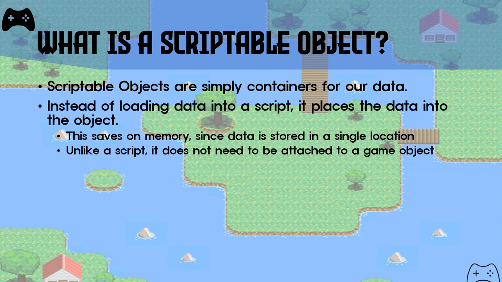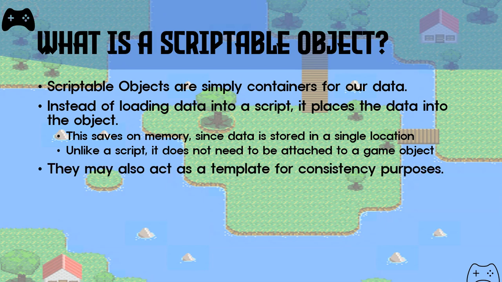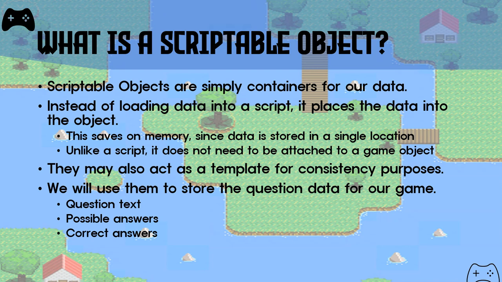And unlike a script, it does not need to be attached to a game object, which can be very advantageous in terms of cutting down the bulk of your program and making it more efficient. Scriptable objects can also act as a template for consistency purposes, anything from making sure we have the right number of questions and answers to much broader things as we start expanding beyond this simple quiz game. Again, we're going to use them to store the question data for our game. It's a very simple purpose, but a good introduction.